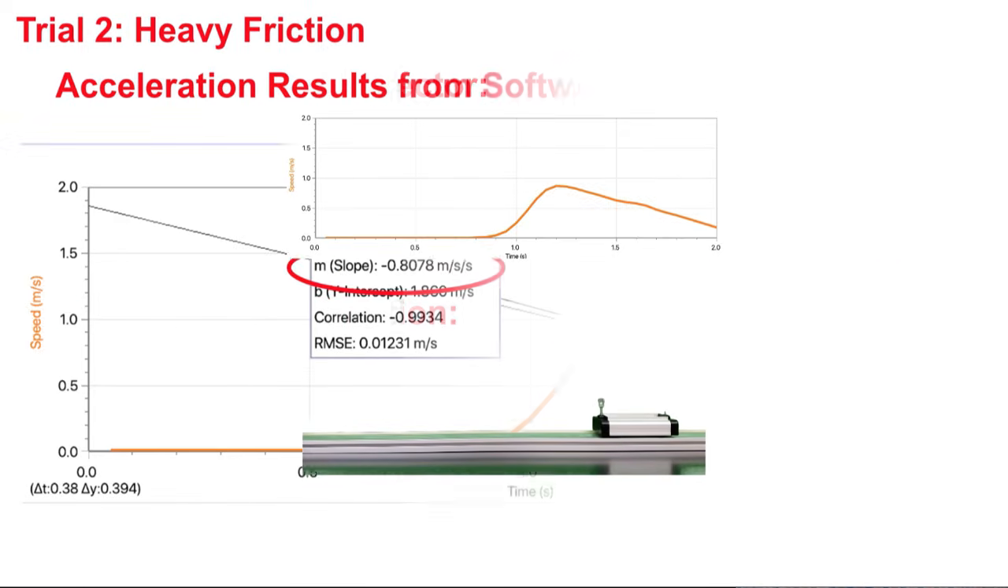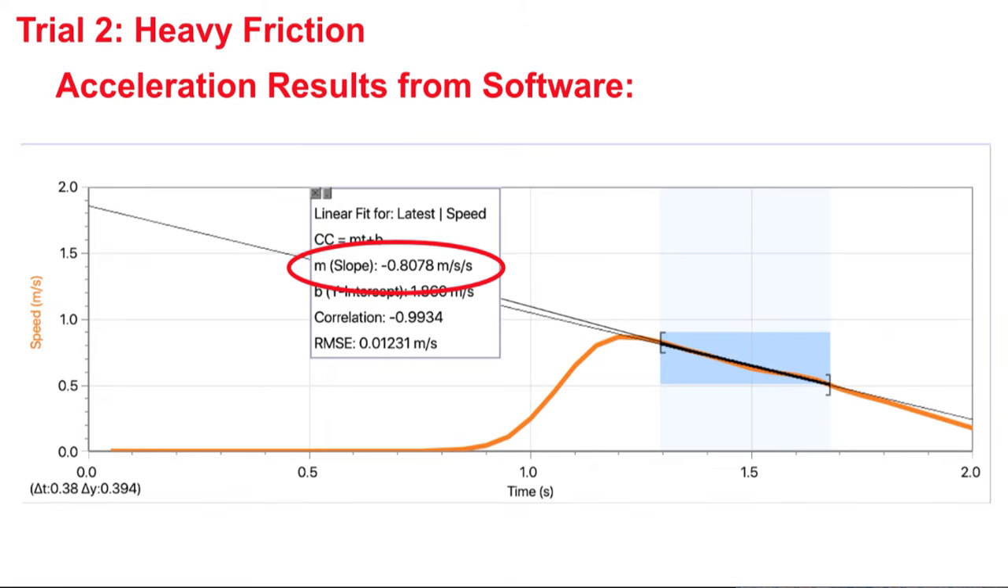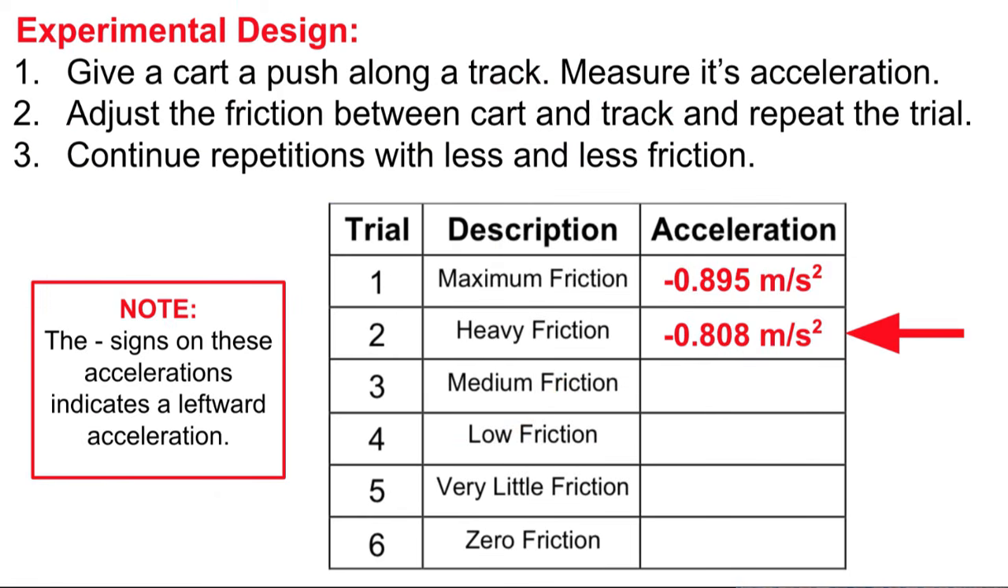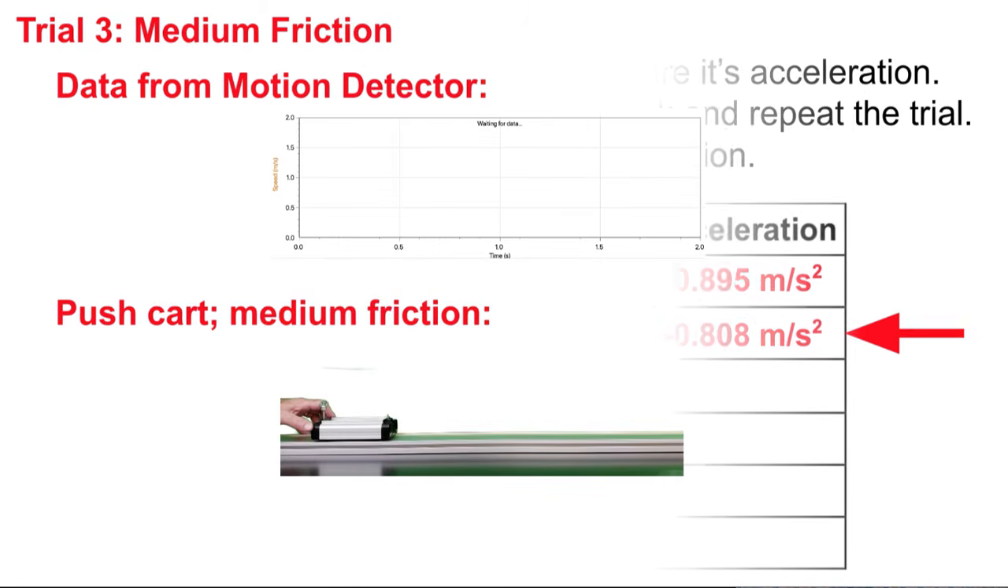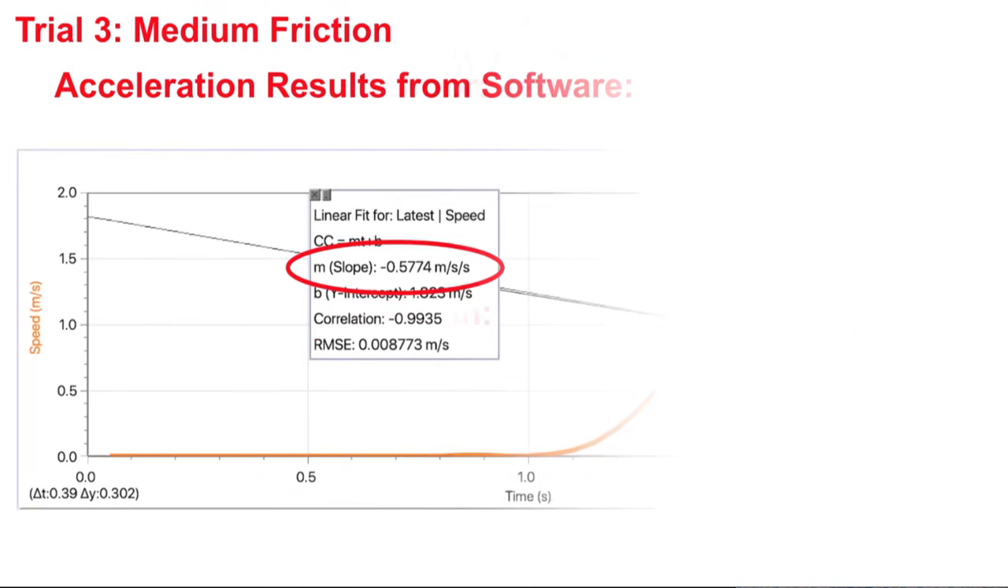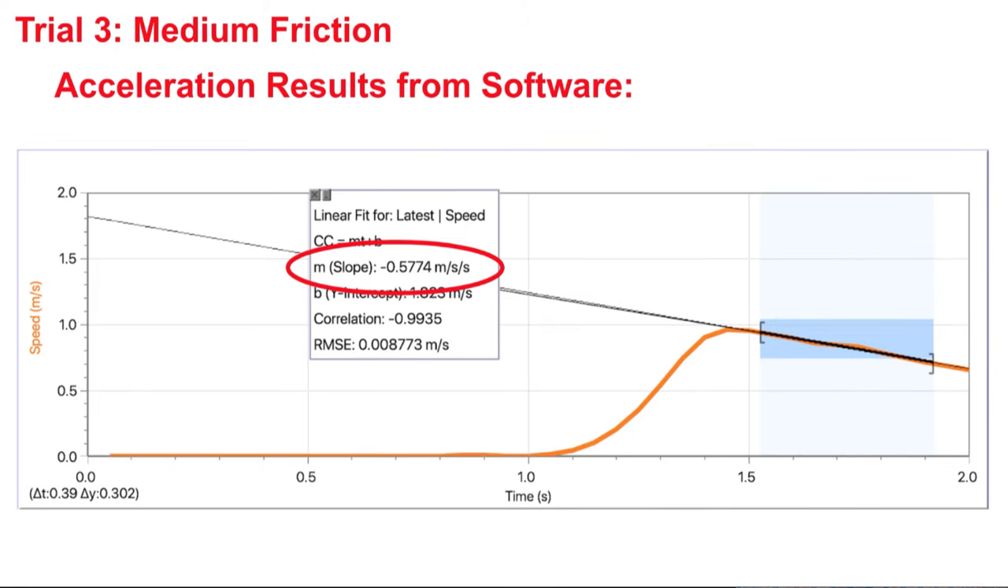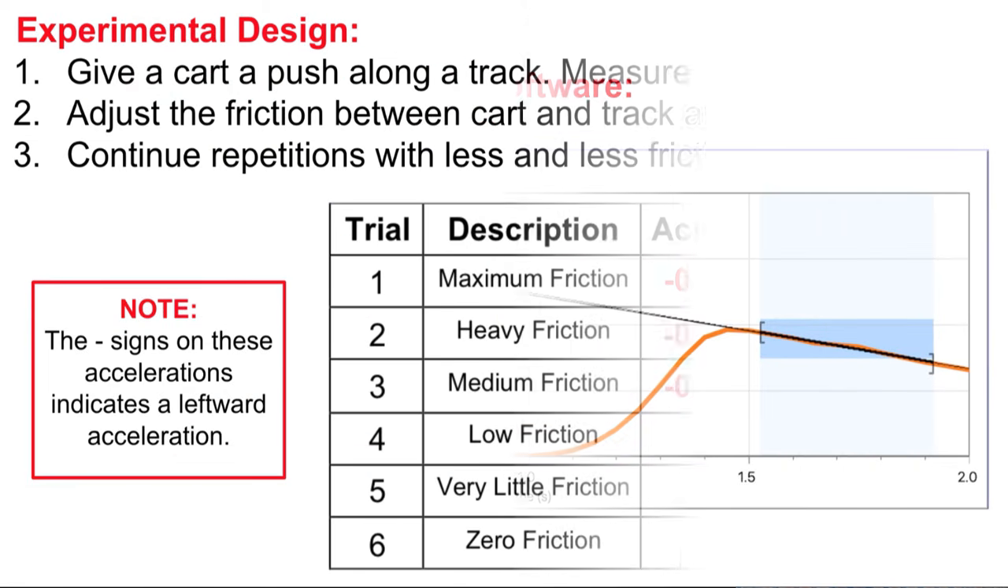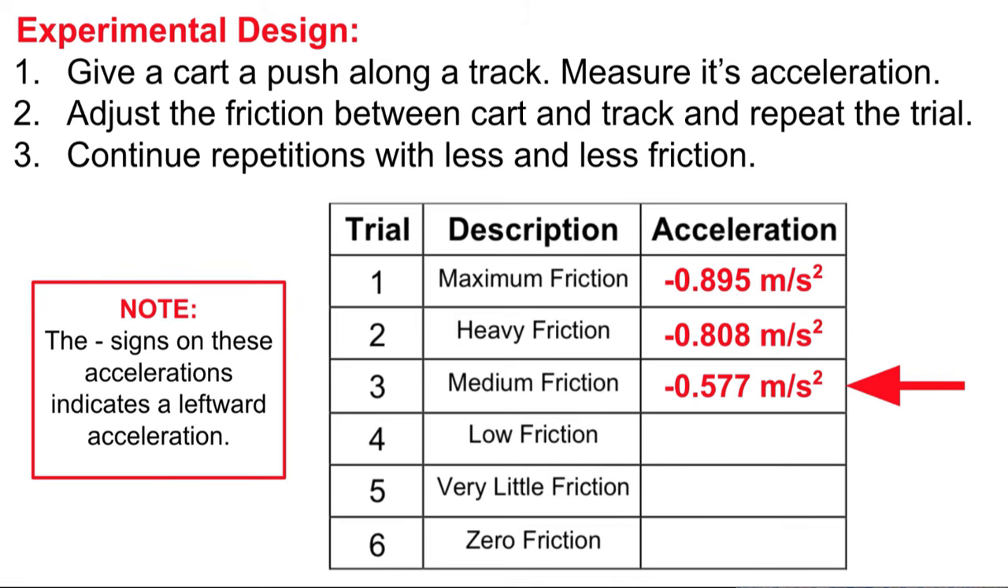With heavy friction, the slope of the line is negative 0.808. That is the acceleration. We'll enter it in the table, adjust the friction to a little less friction now, medium friction, and conduct the trial. With medium friction, the acceleration is negative 0.577. We'll enter that into our table, and then we'll try a low friction trial. Here it goes.